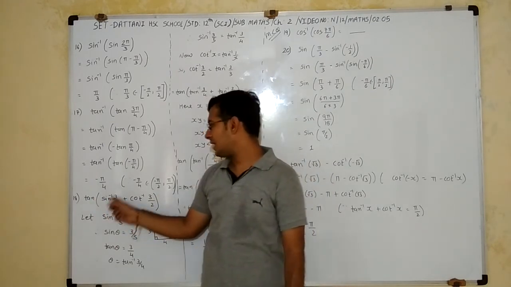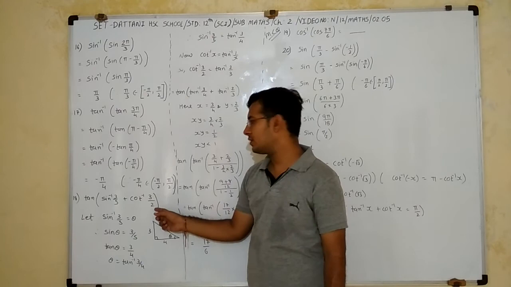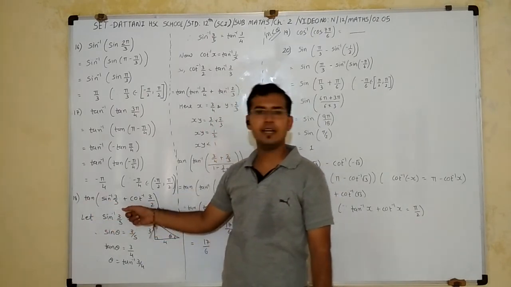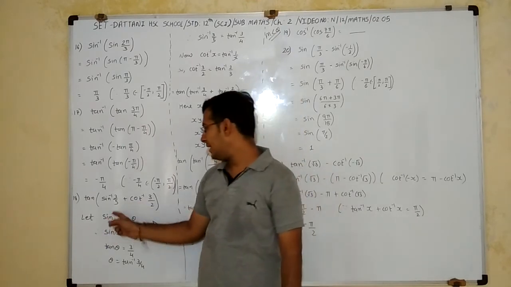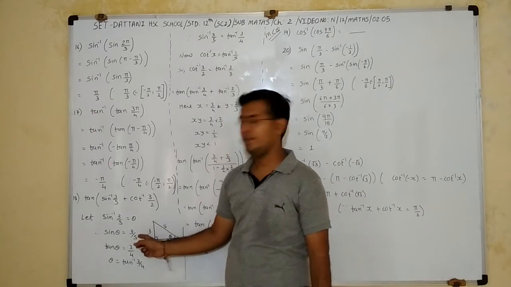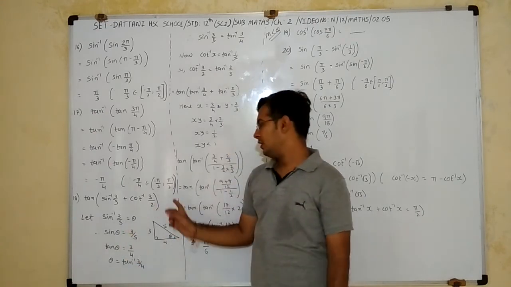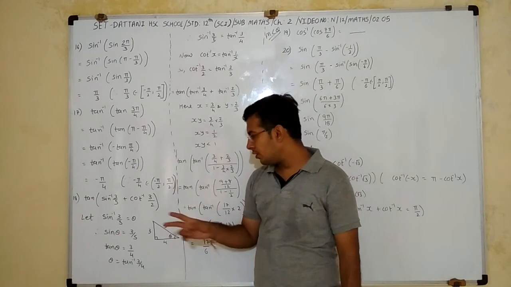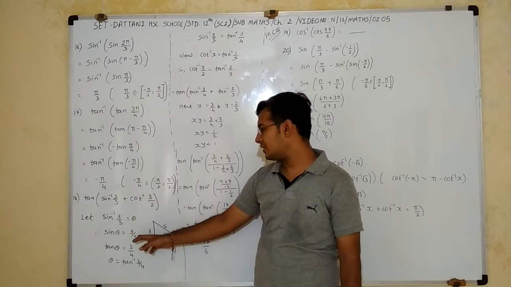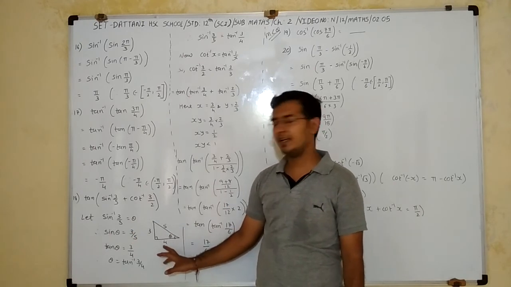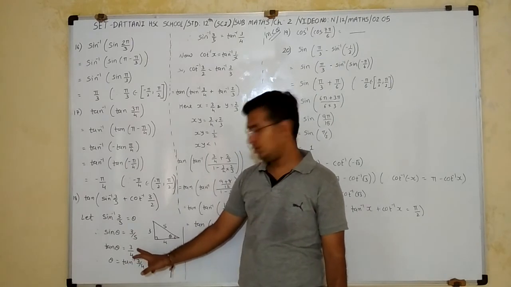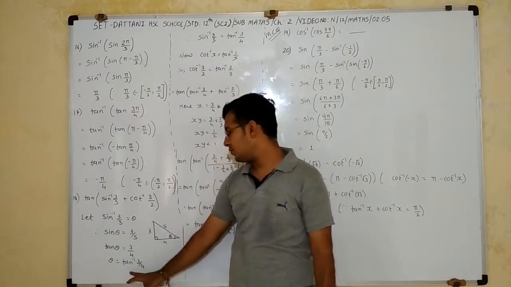The 18th one: sin inverse 3 by 5 plus cot inverse 3 by 2. Now I want to convert everything into tan inverse. Let sin inverse 3 upon 5 be equal to theta, so sin theta is equal to 3 by 5. Using the Pythagoras theorem, as you all know from 10th standard, it is opposite side over hypotenuse, so I get 4 as the adjacent side. So tan theta is opposite upon adjacent, which is 3 by 4.